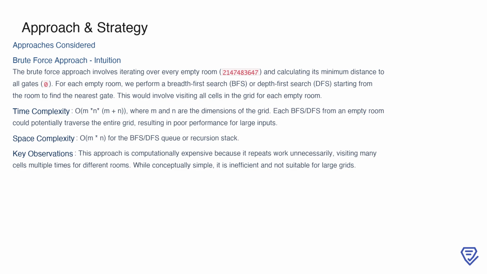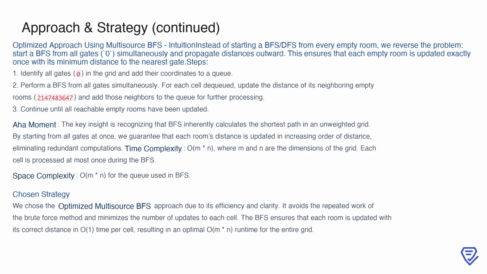this problem. Now, a more efficient strategy is the optimized approach using multisource BFS. Instead of starting a BFS or DFS from every empty room, we reverse the perspective, start a BFS from all gates simultaneously and propagate distances outward. This way, each empty room is updated only once with its minimum distance to the nearest gate.